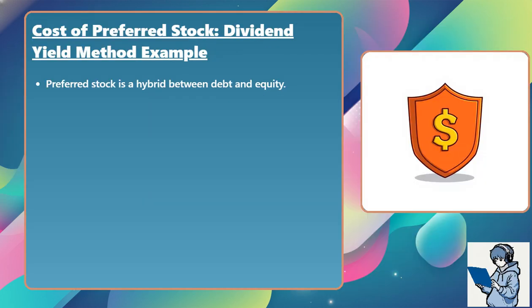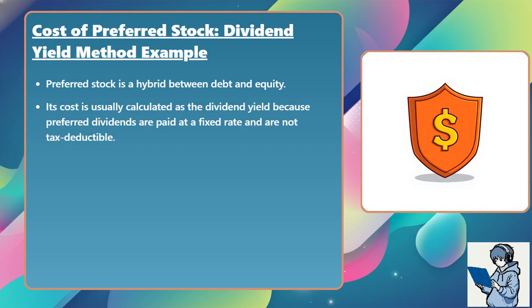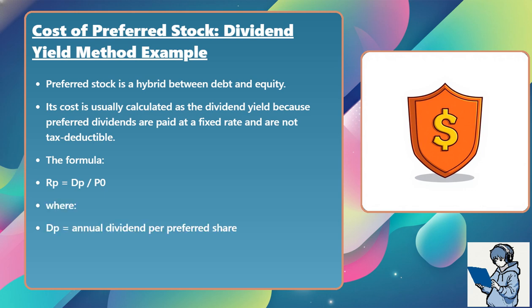Preferred stock is a hybrid between debt and equity. Its cost is usually calculated as the dividend yield because preferred dividends are paid at a fixed rate and are not tax deductible. The formula: RP equals DP divided by P0, where DP equals annual dividend per preferred share, and P0 equals current market price per preferred share.